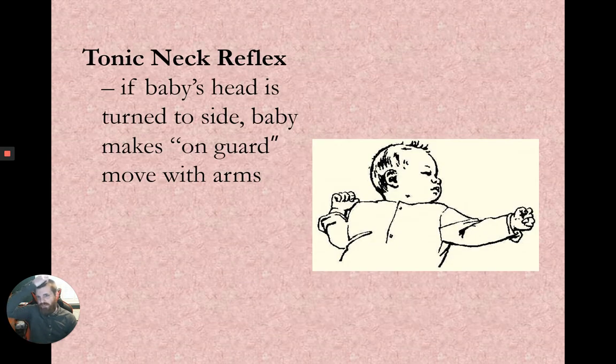And then you have the tonic neck reflex. So if a baby is on its back with its head turned to the side, the baby would make the on guard position with its arms. So you can kind of see it referenced here. And again, this is just another one of the reflexes associated with healthy development.